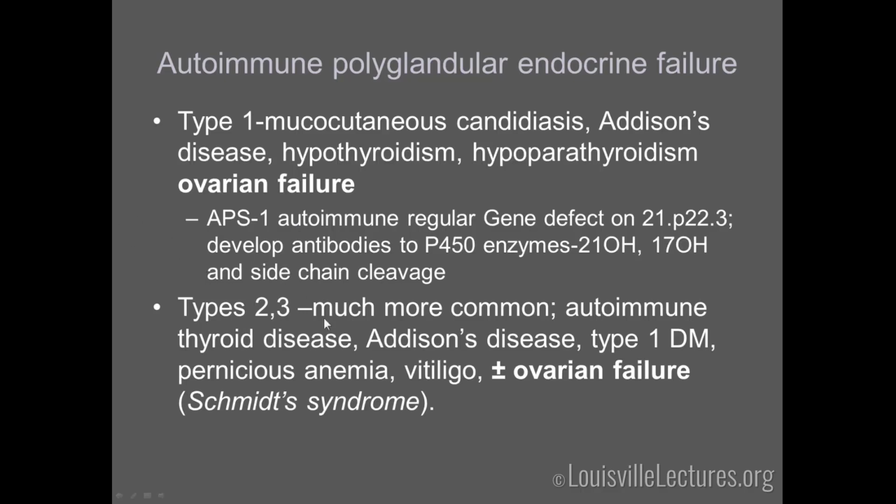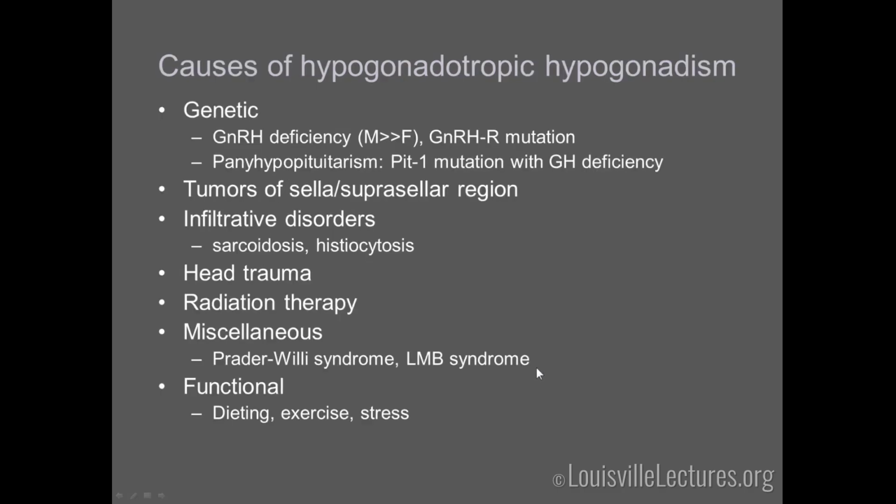The types 2 and 3 are much more common. We used to call them Schmidt syndrome. You might have been familiar with that. And this is the association of Addison's disease and Hashimoto's thyroiditis. Some patients have diabetes, pernicious anemia, and vitiligo is very common, even beginning in childhood, and sometimes you'll see ovarian failure. So if the gonadotropins in our patient were low and not high, and she had very little sexual development, then a karyotype wouldn't have been helpful.